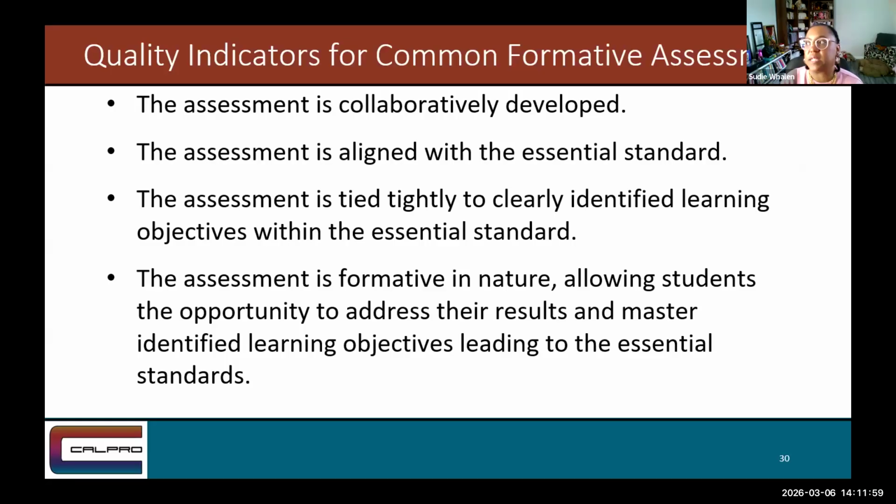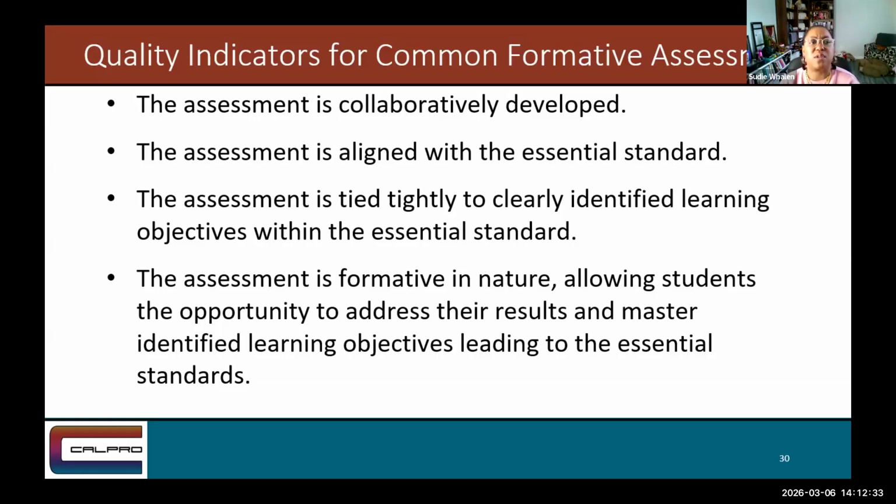Now, when we think about quality indicators for informative assessment that connects with our rubric, we want to think, was the assessment collaboratively developed? Did we do this together? Did we choose this together? Are we in agreement? The assessment is aligned to your essential standard that you've identified. The assessment is tied tightly and clearly identified learning objectives with the essential standard. So all these things scaffold and flow together. And then lastly, the assessment is formative in nature. It informs us of what we need to know.